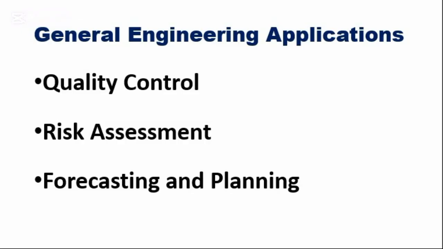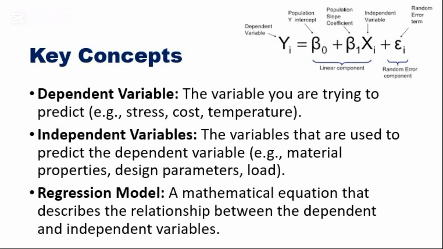Now, in terms of general engineering applications, quality control is key for almost every aspect of engineering, and regression analysis can be used to identify factors that can affect product quality and develop models that can maintain consistent quality standards. It can also be used in terms of risk assessment. Regression can be used to assess risks associated with various engineering projects and designs, helping engineers make informed decisions about risk. Of course, that will help in risk mitigation.